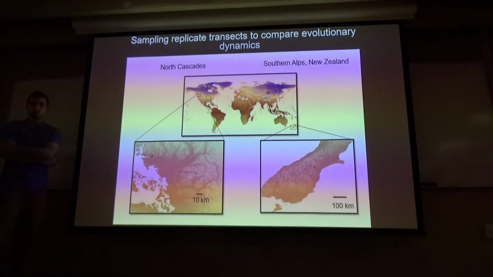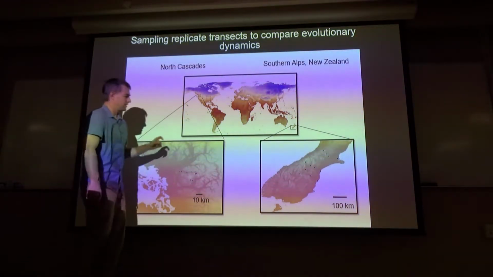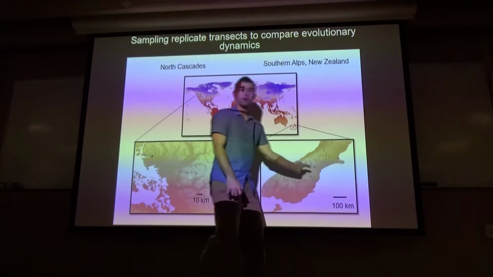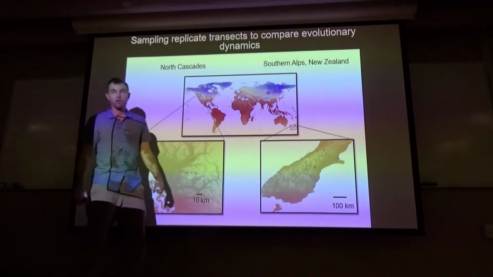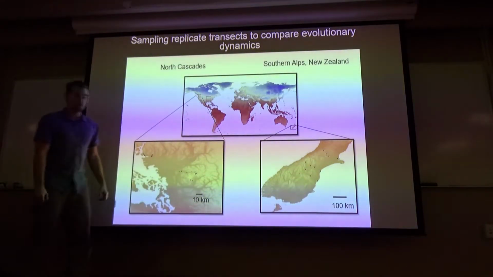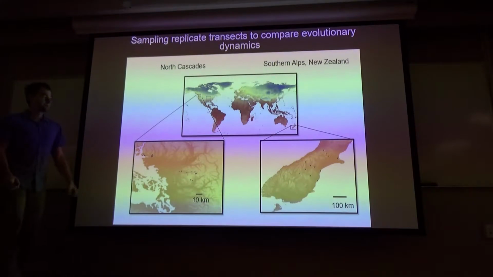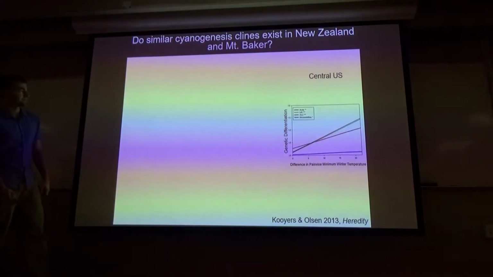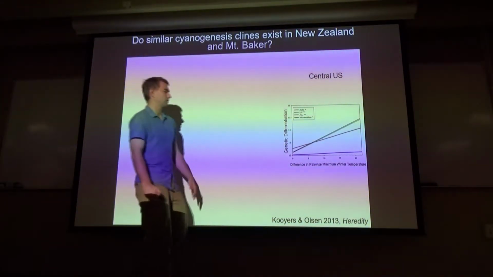And the reason we chose these places to go look for other cyanogenesis clines was that these areas have mountain ranges that cross the same difference in minimum winter temperature that we see occurring across the central United States, except they occur over much different size gradients. This one is about 100 kilometers in New Zealand in the Southern Alps, and this one is over about 10 kilometers on Mount Baker that I showed you earlier. Now the question is, do we see similar cyanogenesis clines in these different areas? If you remember, this was the pattern I showed you between neutral markers and the cyanogenesis genes earlier.